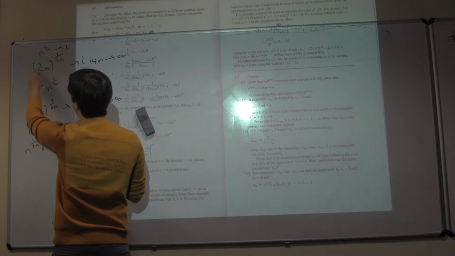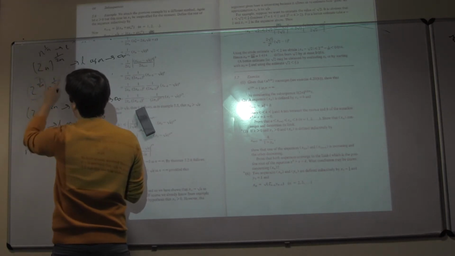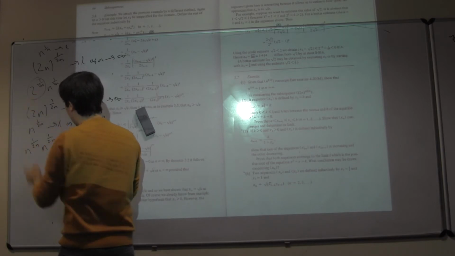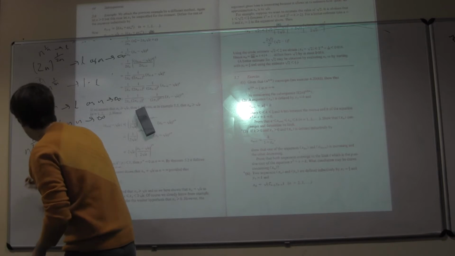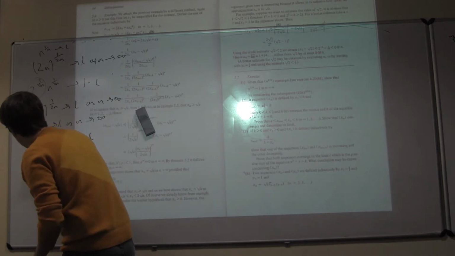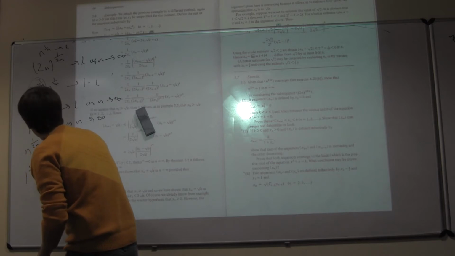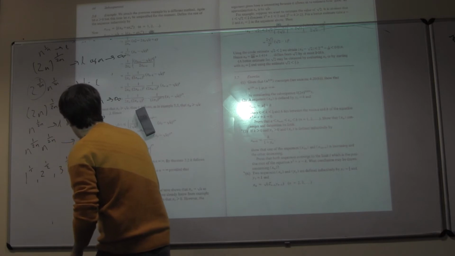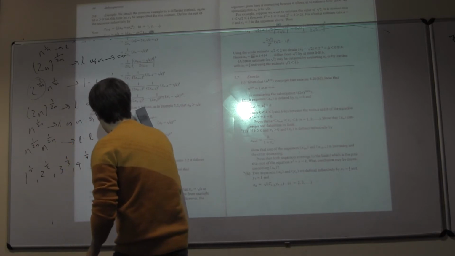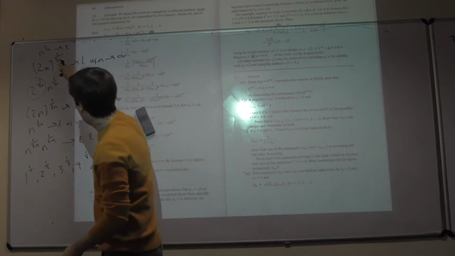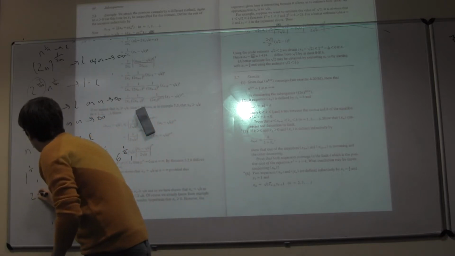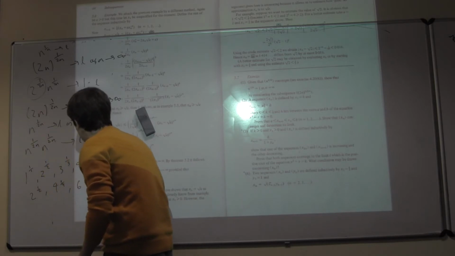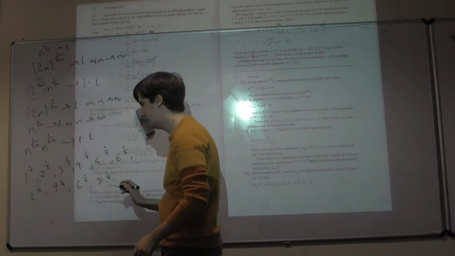So the sequence is n to the power of 1 over n. What we've got here is 1 to the power of 1 over 1, 2 to the power of 1 over 2, 3 to the power of 1 over 3, 4 to the power of 1 over 4, 5 to the power of 1 over 5. This is our original sequence. This subsequence is 2 to the power of 1 over 2, 4 to the power of 1 over 4, 6 to the power of 1 over 6. It's every other term.